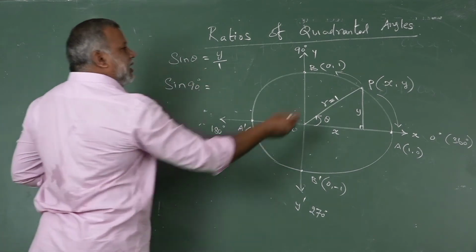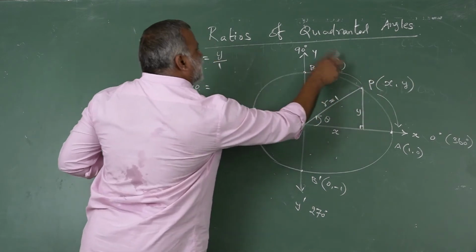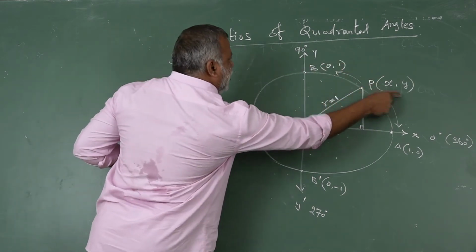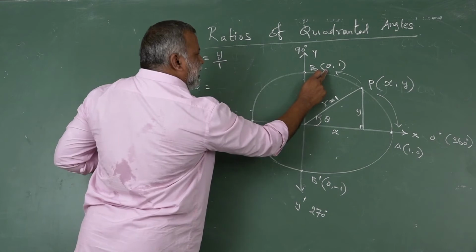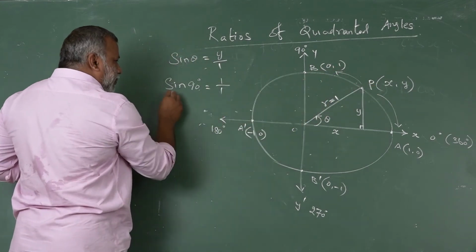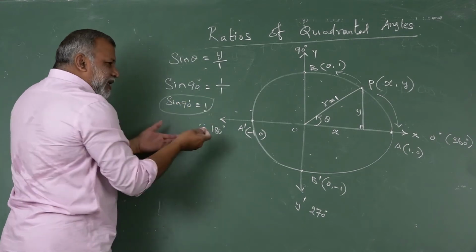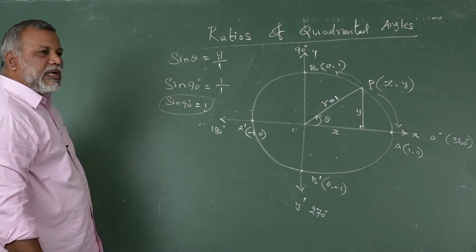What are the changes here? See, x becomes 0, y becomes 1. Consider the point x comma y coincides with here. So x becomes 0, y becomes 1, 1 by 1. Therefore, sin 90 equal to 1. From your 10th standard, sin 90 equal to 1.